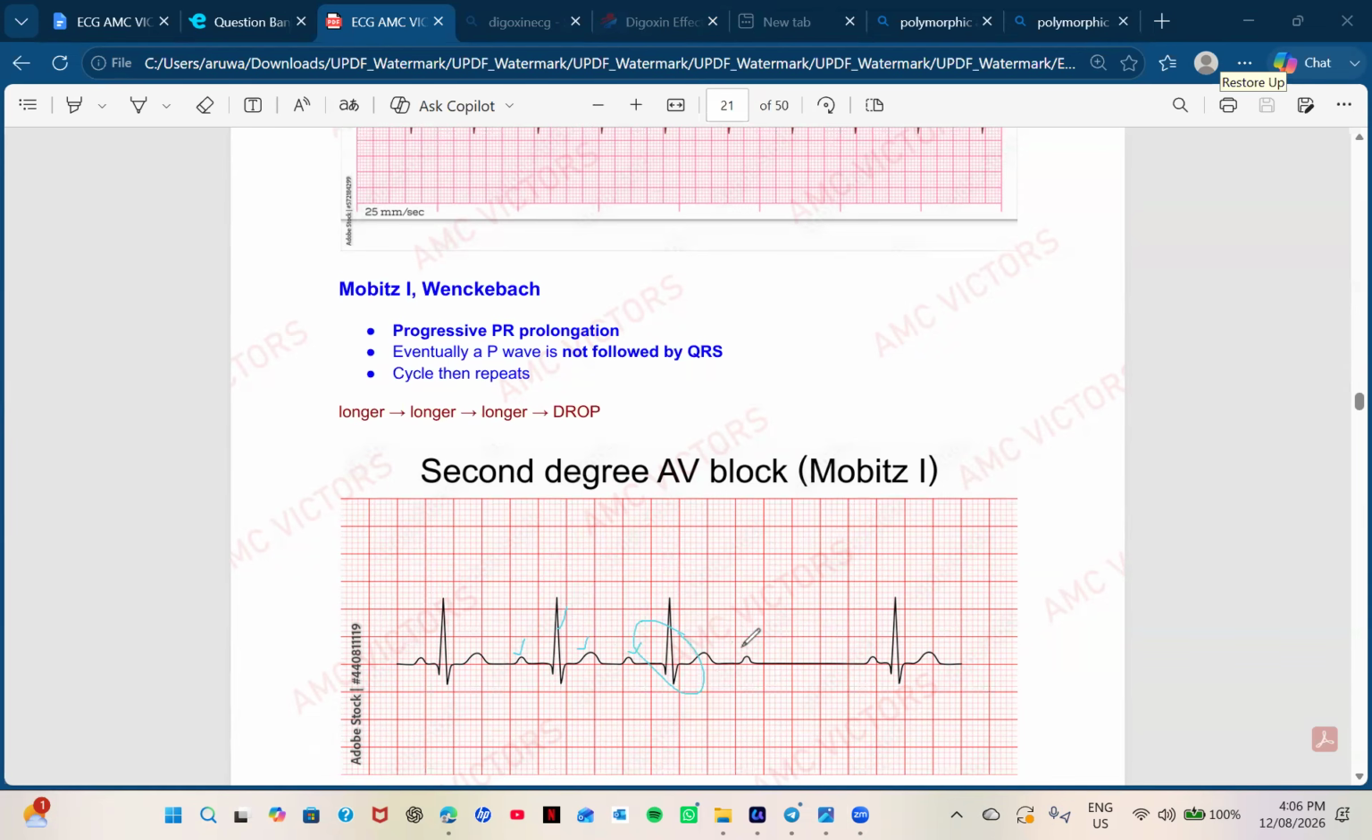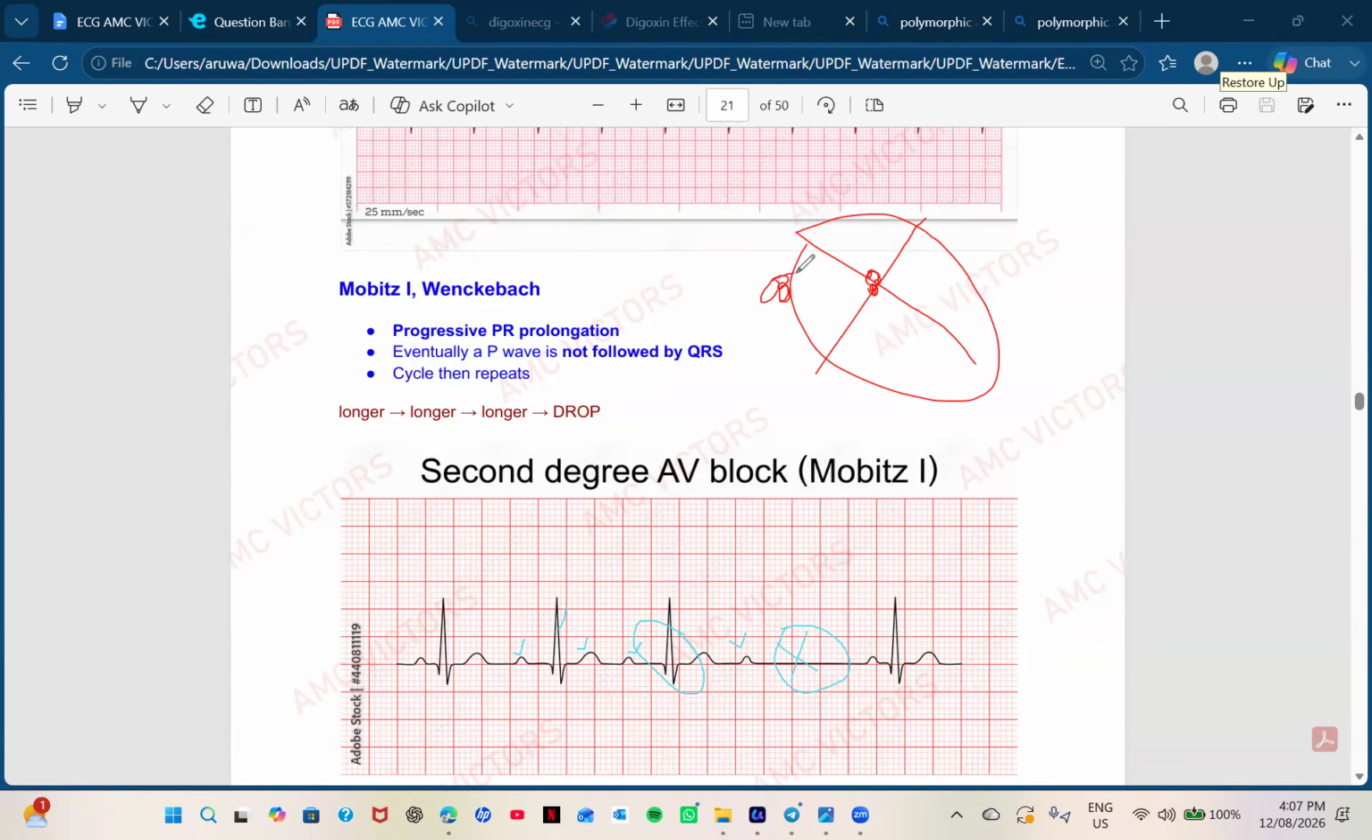Then again P, and here it should be a QRST complex, but it's absent, right? It's absent. So what is basically happening in here, doctors? Okay, here's the heart. Heart is present, SA node, AV node.